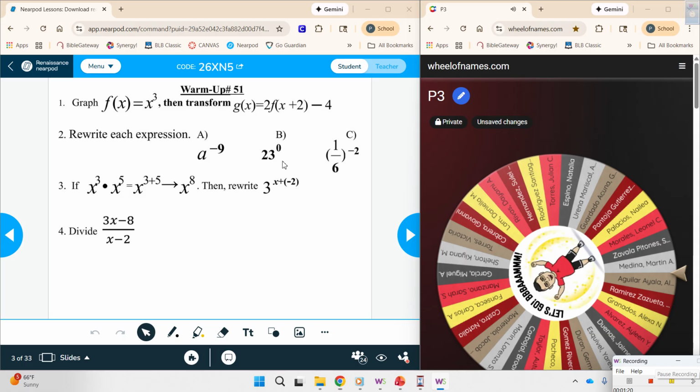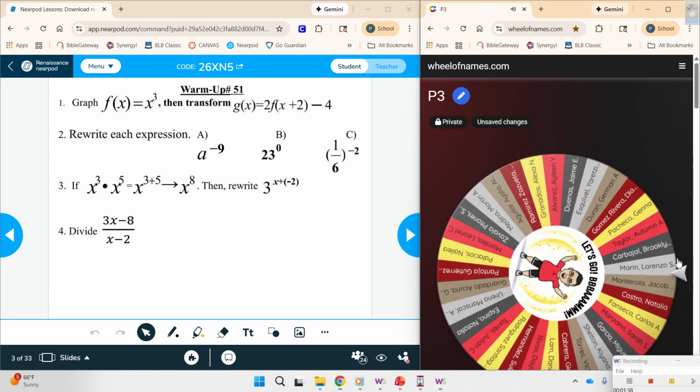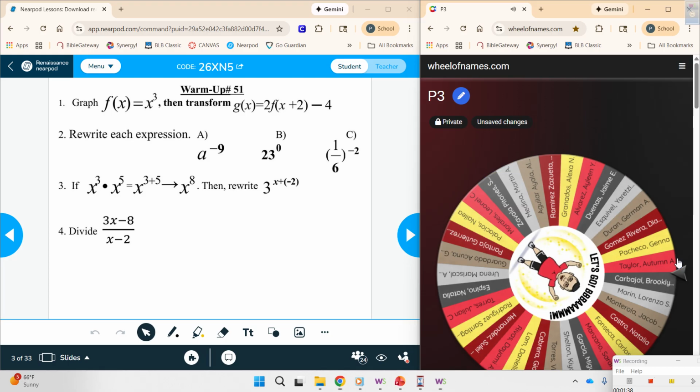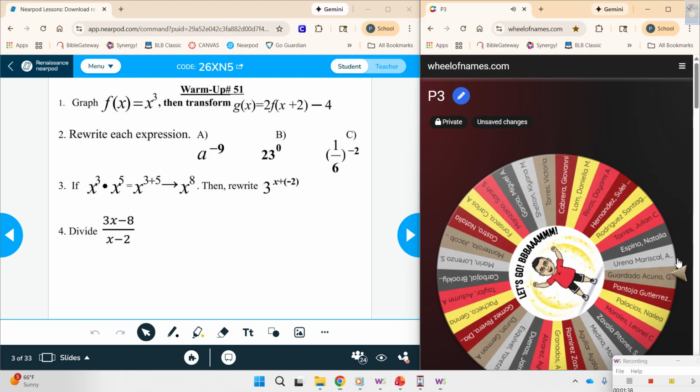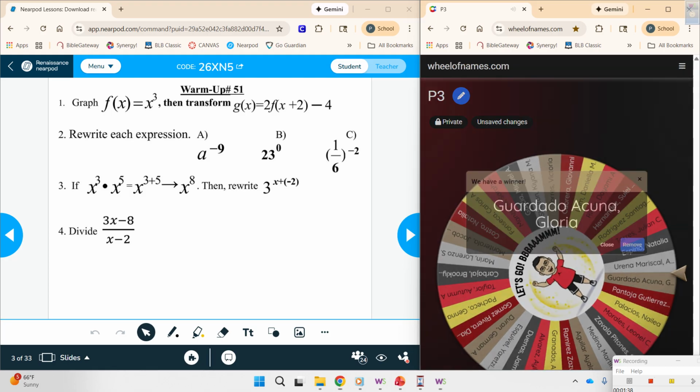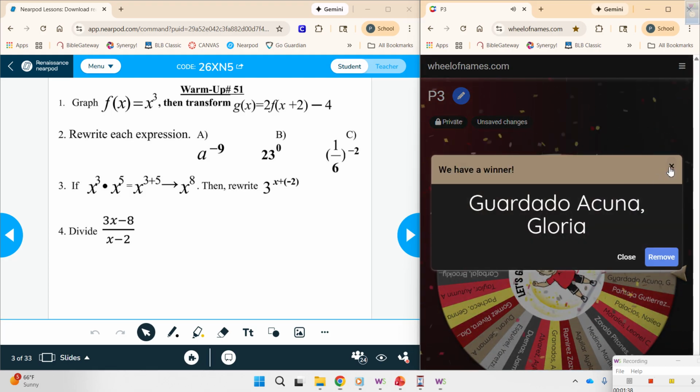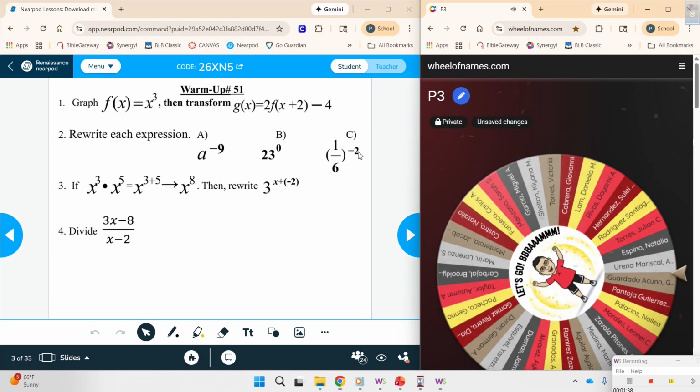All right, how about 1b, Elia? 23 to the 0 power is 1. All right, let's spin for 2c. What'd you get for 2c? Ooh, Gloria, what'd you get for 2c? 36. Hands if you got 36. That is correct. Go to 3.